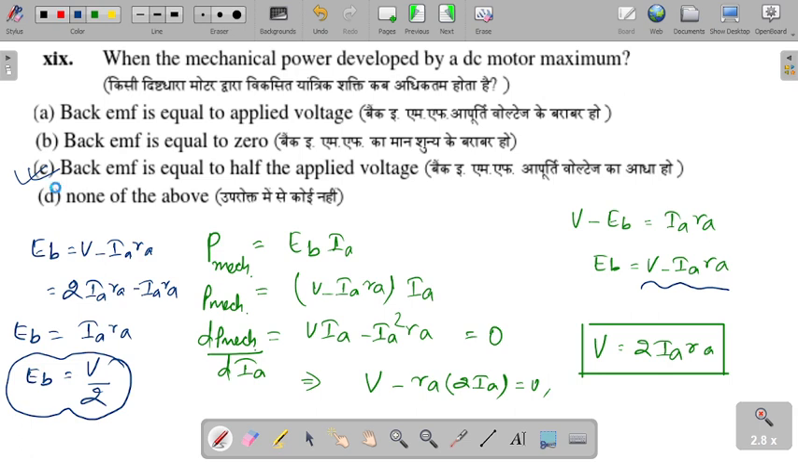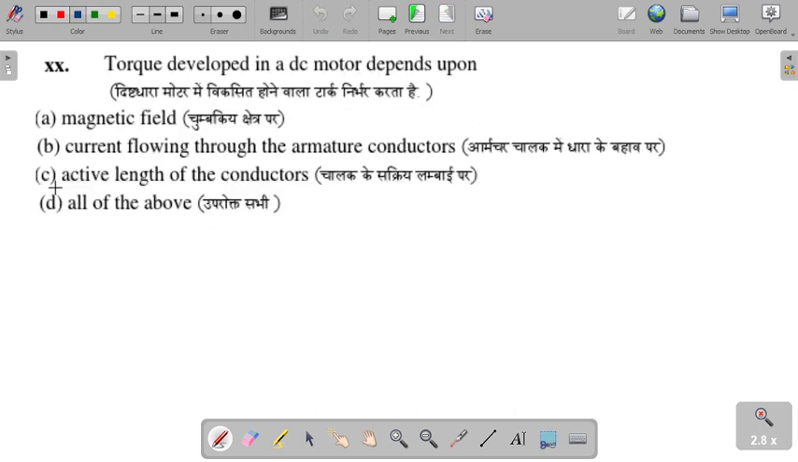Now the last question. Torque developed in a DC motor depends upon: magnetic field, current flowing through the armature conductors, active length of the conductor, all of the above. We know from the basic definition, torque is the moment of force about an axis, that is F into R. When a current carrying conductor is placed in a magnetic field, the mechanical force experienced by a conductor is given by B I L, where I is the current, L is the length, B is the magnetic field.